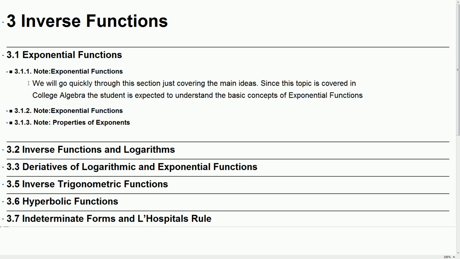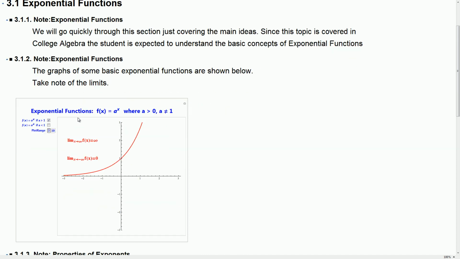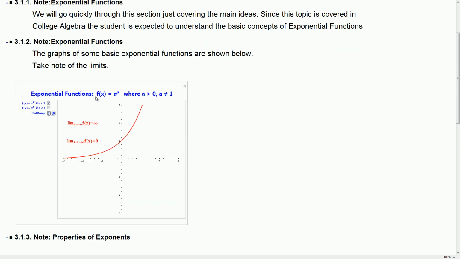This was studied in college algebra, so I do expect that you would understand the basic concept of an exponential function. If you need to, go back and review. But here is the general idea. All exponential functions have the form f of x equals a to the x, where a is a number that's bigger than 0 and not equal to 1. A is called the base, and then the exponent is the variable x.